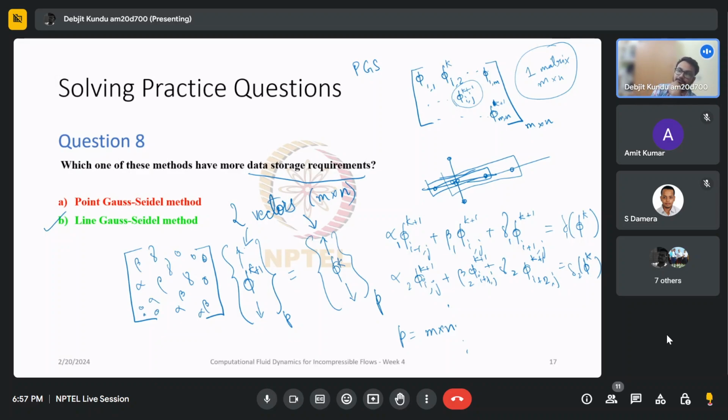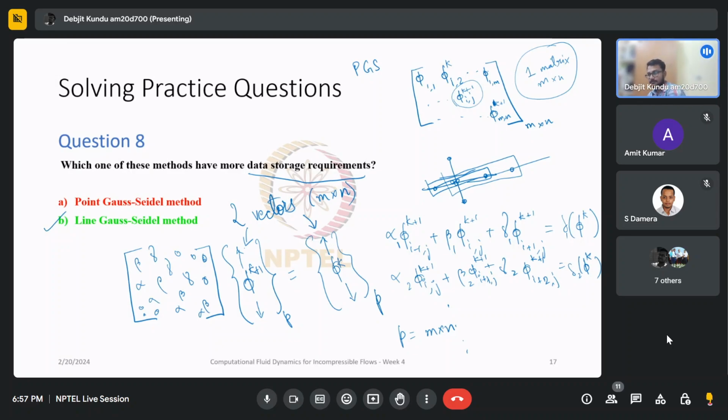Any questions, anyone, on this? So the line Gauss Seidel method is actually quicker than the point Gauss Seidel method, but the disadvantage is this extra data storage required. Okay.